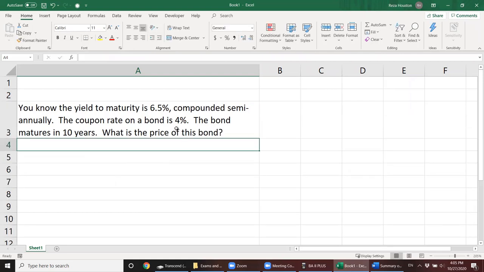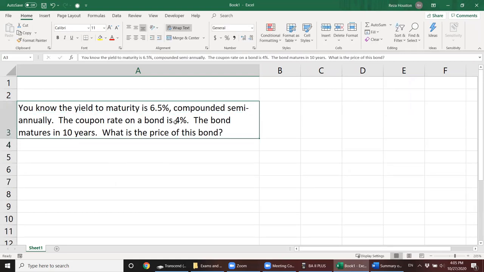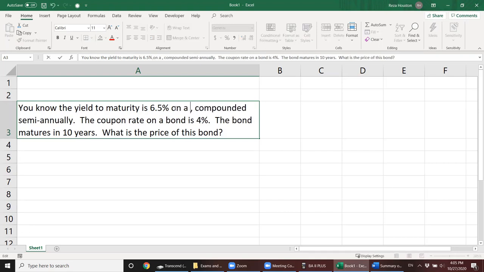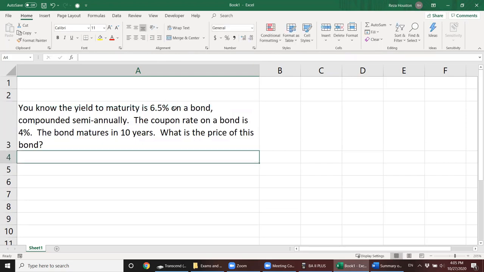Okay, so here's a question where I'm going to try and throw in everything I can possibly throw in, every trick that I would really reasonably throw at you on the exam. So you know the yield to maturity on a bond is 6.5% compounded semi-annually. So we're going to have semi-annual coupon payments. The coupon rate is 4%. The bond matures in 10 years. What is the price of the bond?